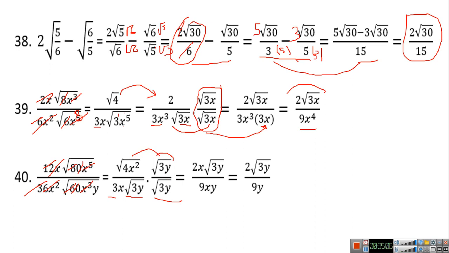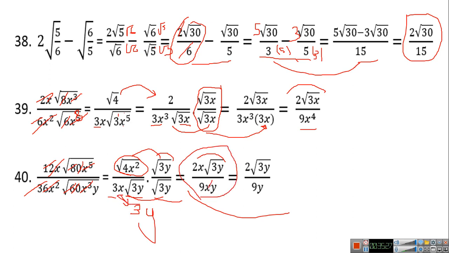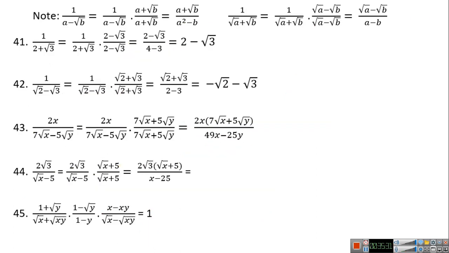You're going to get 4 times 3 here if you want to do it, or 4 you can write it as 2x outside, no need to multiply, this can be simplified, root 3y, and down root 3y times root 3y is a 3y, 3y times a 3x, here if you multiply you're going to get 9xy. Okay, x and x can cancel out, remains 2 root 3y over 9y.